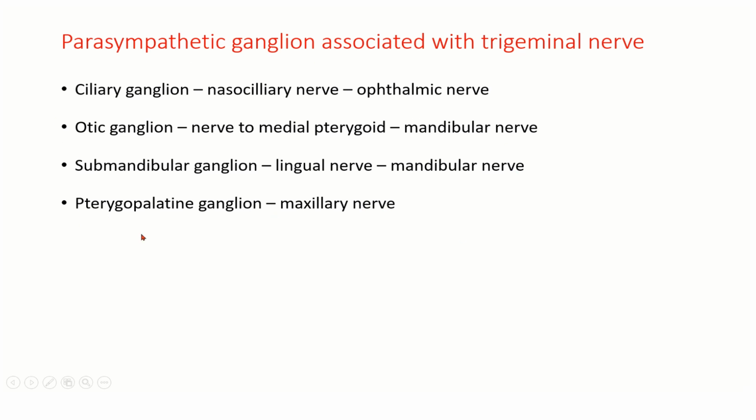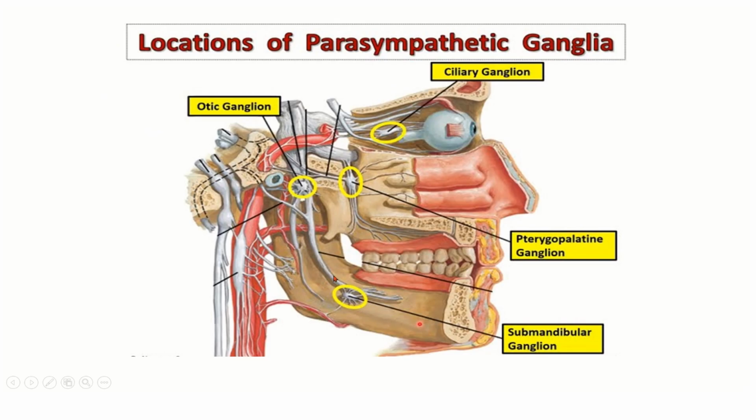All these ganglia are topographically related to one of the divisions of the trigeminal nerve, but functionally they are connected to other nerves. You can see here the location of the ciliary ganglion in the orbit, the pterygopalatine ganglion in the pterygopalatine fossa, the otic ganglion in the infratemporal fossa, and the submandibular ganglion in the submandibular region.